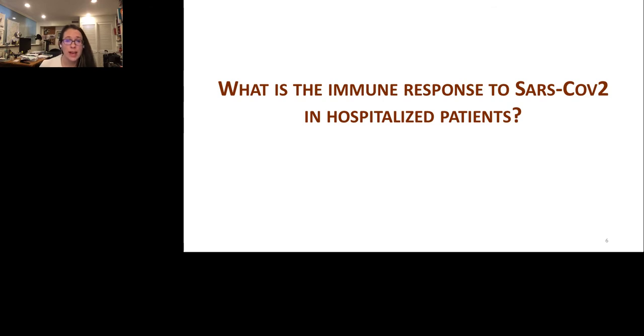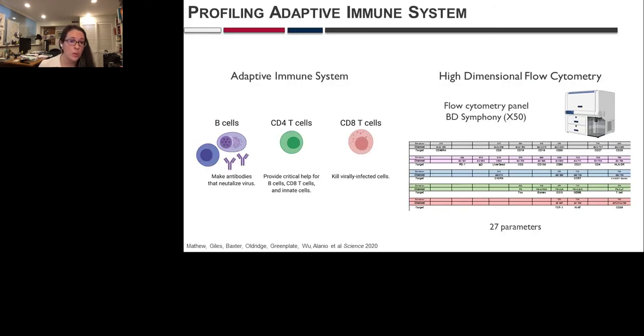So now we wanted to ask the question, what is the immune response to SARS-CoV-2 infection in these hospitalized patients? And in this study, we focused on 3 different arms of the adaptive immune system. First are the B cells. These are the cells that are largely responsible for making antibodies that neutralize the virus.